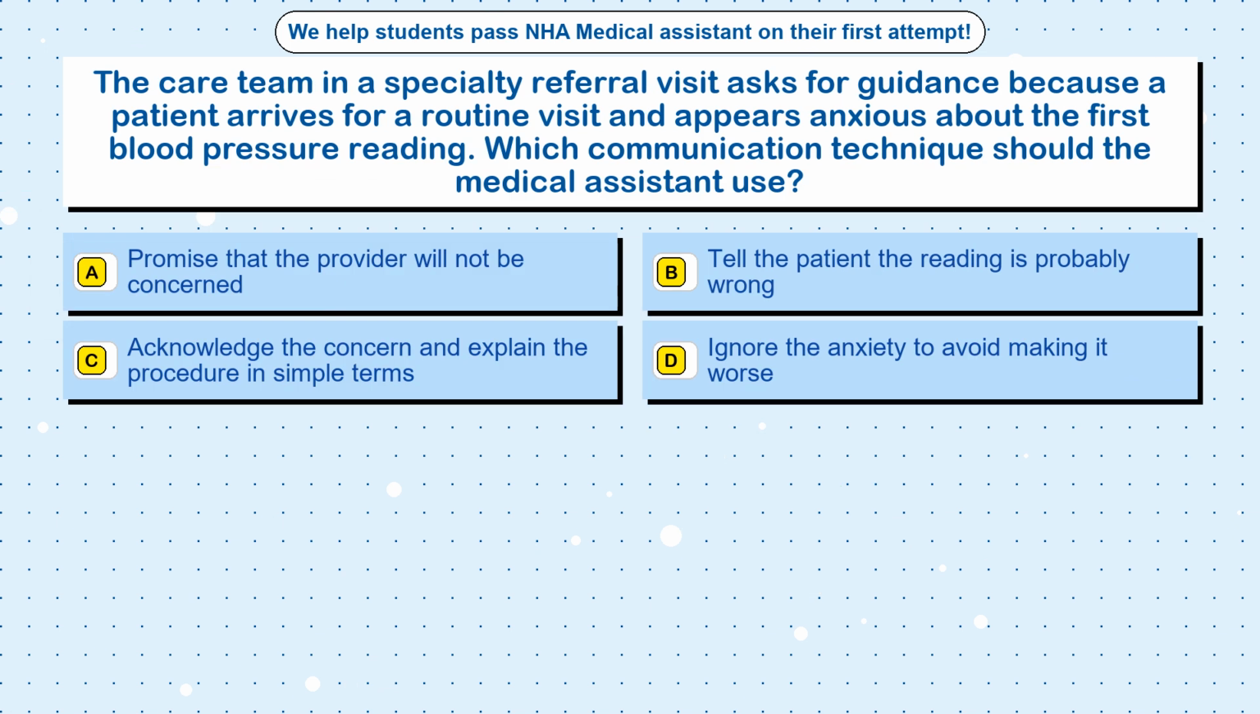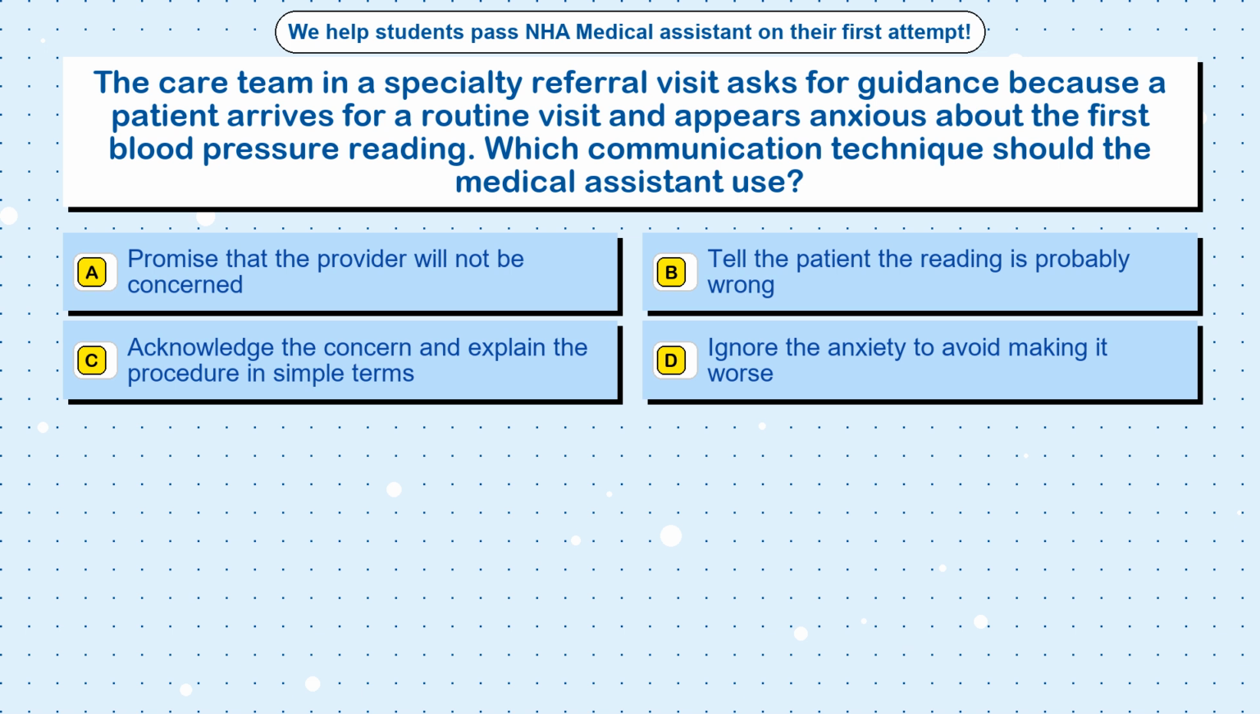Question 8. The care team in a specialty referral visit asks for guidance because a patient arrives for a routine visit and appears anxious about the first blood pressure reading. Which communication technique should the medical assistant use? Option A. Promise that the provider will not be concerned. Option B. Tell the patient the reading is probably wrong. Option C. Acknowledge the concern and explain the procedure in simple terms.